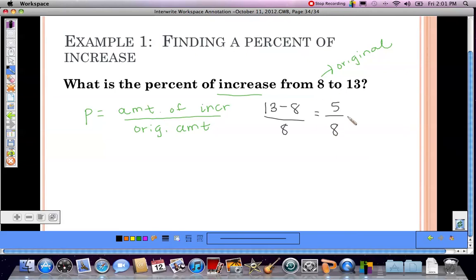5 divided by 8, this is a fraction, and we need it to be in the form of a percent. So to convert fractions to percents, you first need to convert it to a decimal, and you do that by dividing. And when you divide 5 divided by 8, you will get 0.625. And it's still not a percent yet, so we need to go ahead and move our decimal 2 places to the right. And so the answer is 62.5%. So from the original amount of 8 to the new amount of 13, the percent of increase is 62.5%.